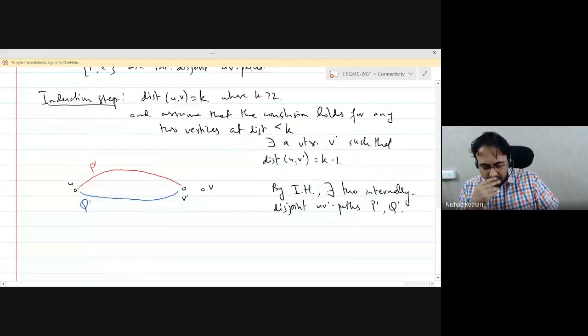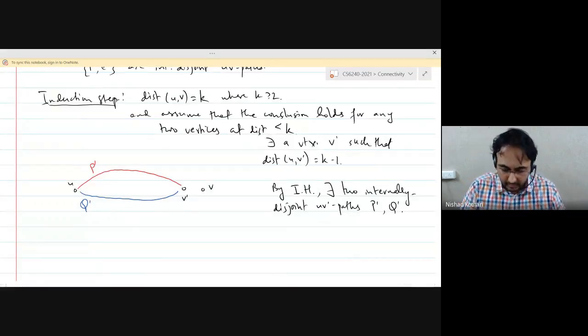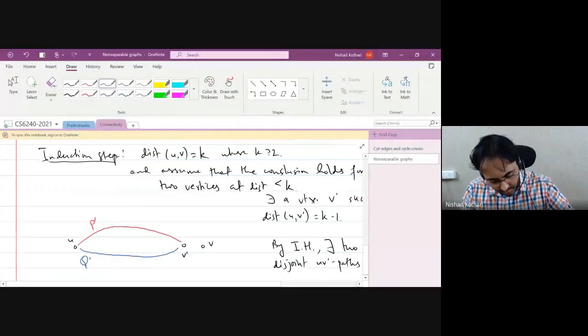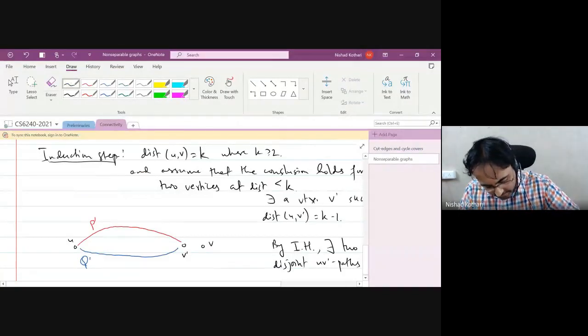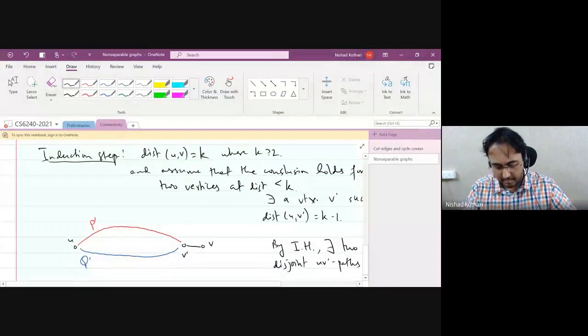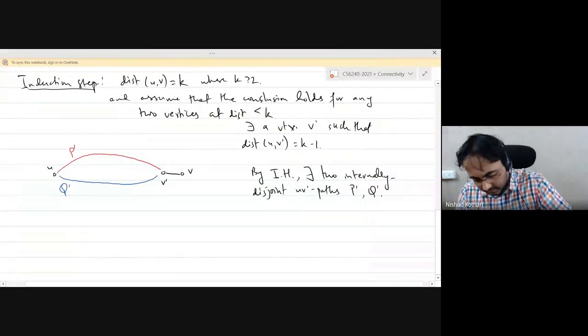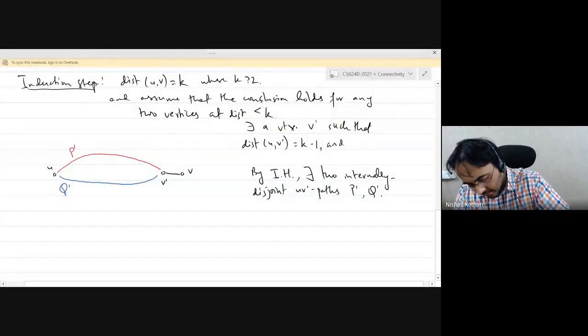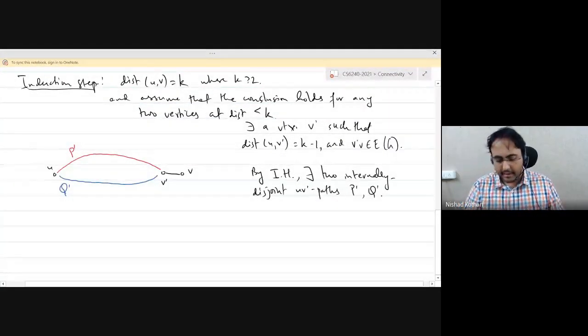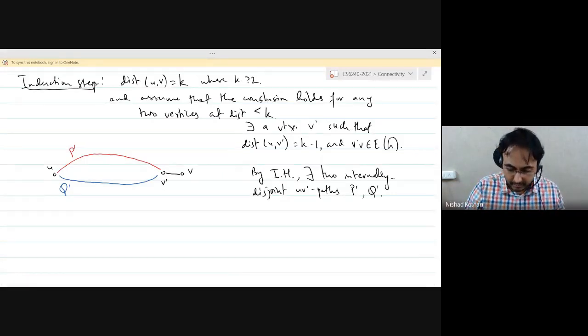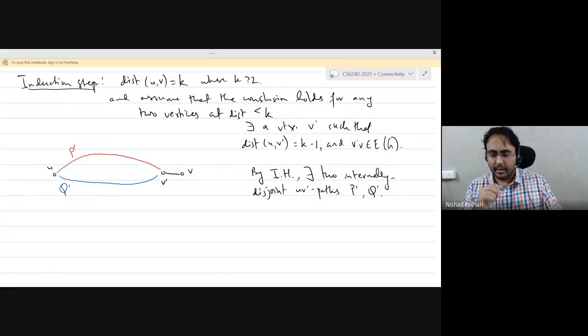good. But we want to find the paths between U and V, right? And we have this edge here joining V and V prime. By the way, we chose V prime such that the distance is K minus 1 and V prime V is an edge of the graph, right? And we went through why such a vertex exists. You take a shortest path and you take the vertex before V on that path. Okay, good. So now how do we complete the proof from here?